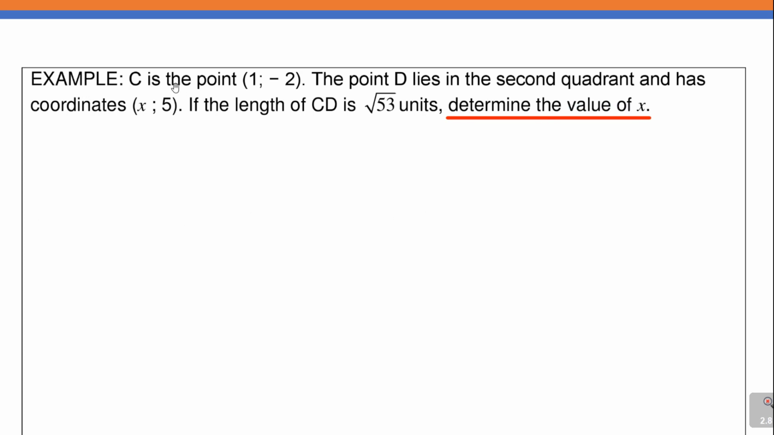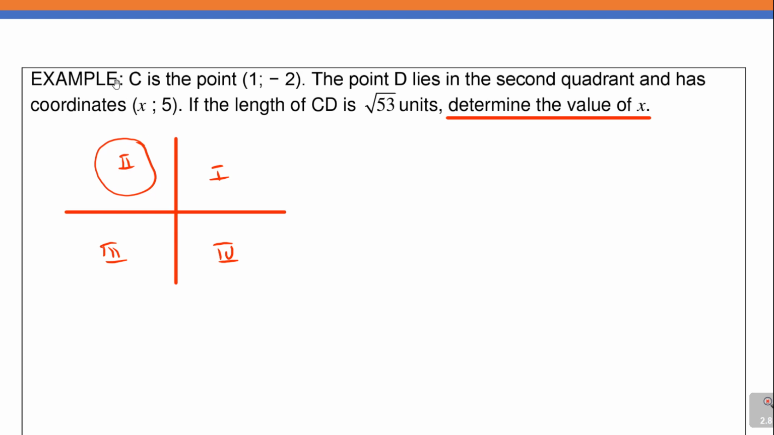So what do we do? They're saying C is the point, and the point D lies in the what? Second quadrant. Okay, let me just remind you of the second quadrant issue. So I told you that when you're drawing like this, this is your Cartesian plane. We have quadrant 1, quadrant 2, quadrant 3, and quadrant 4. So they're saying whatever you are having, that particular point will lie in this quadrant, and then they want you to find that point. So let's put this together. What is the coordinate of C? C is what? 1, minus 2.